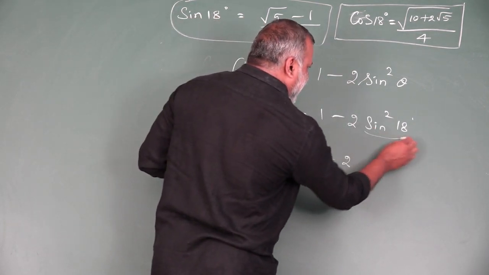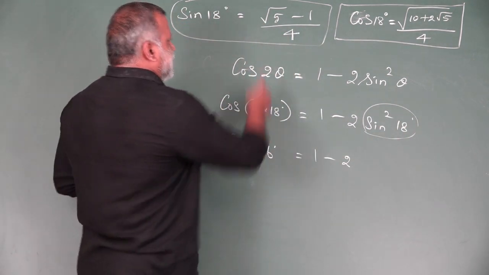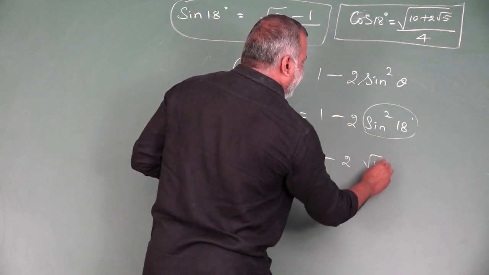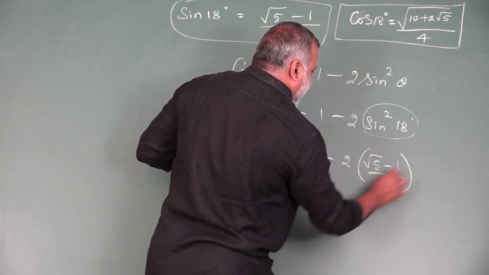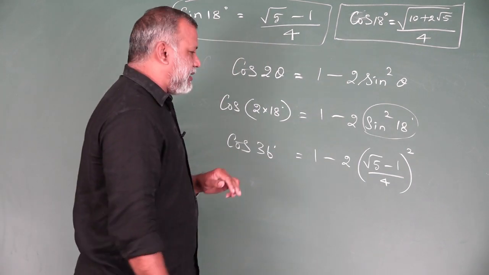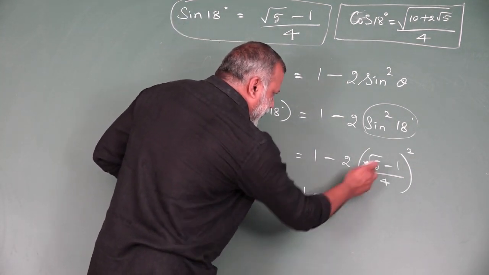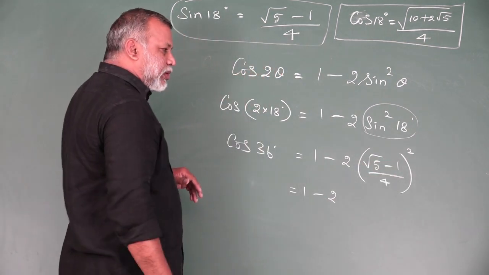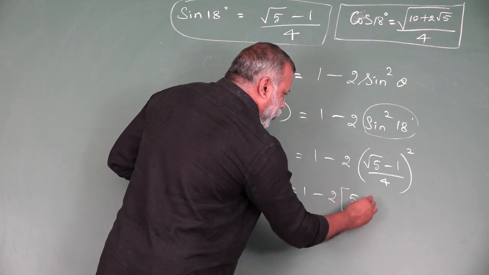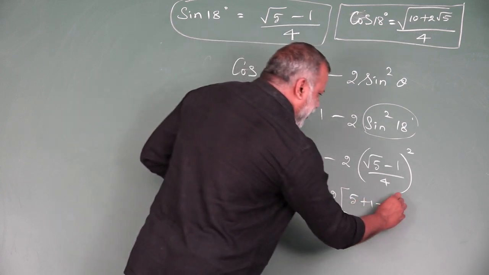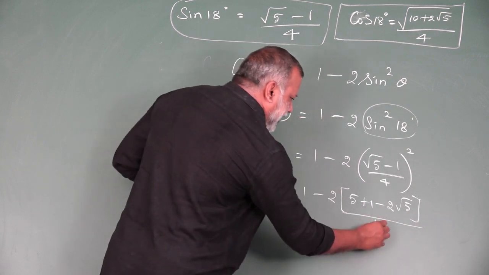sin squared 18. We know the value of sin 18 already. Just substitute the value, root 5 minus 1 divided by 4, the whole square. This is sin squared 18, and we are going to simplify it. 1 minus 2, again it is in the form of a minus b the whole square. Expand it. So root 5 squared becomes 5, 1 squared is 1, minus 2 root 5, divided by 16.